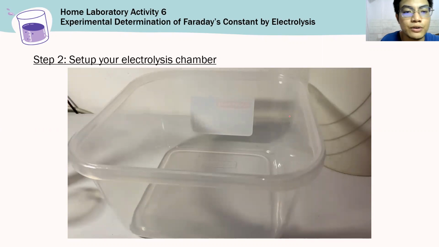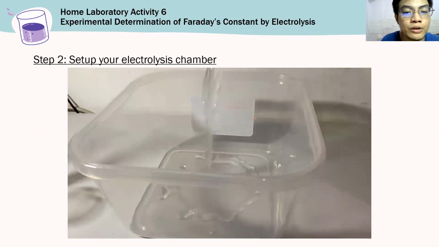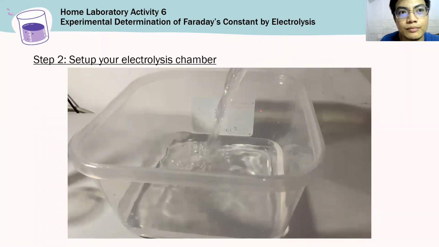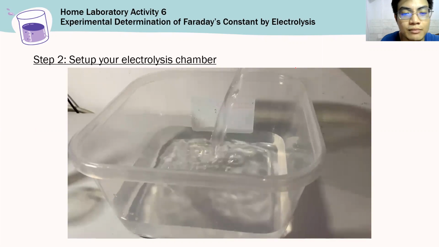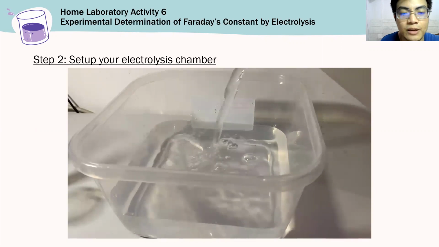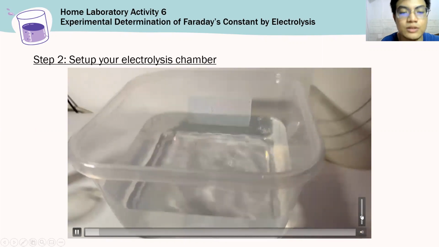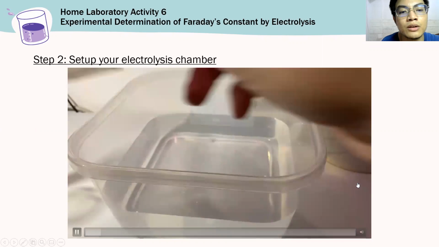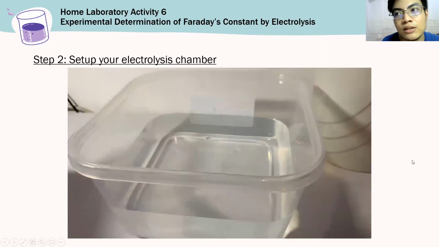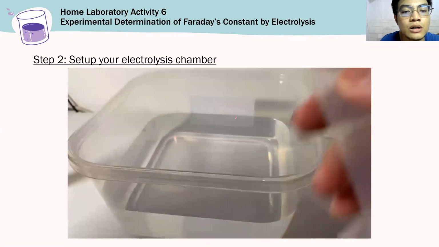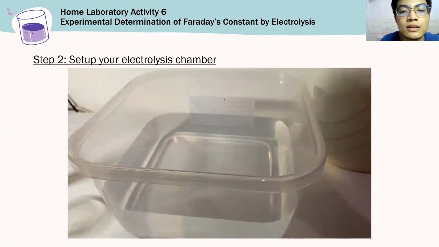Next is for you to set up your electrolysis chamber. In order to do this, you just add water to your tub or beaker or Tupperware. Fill it halfway. And then you have the gas collection vessels. You can use either a beaker, graduated cylinder, or test tube.